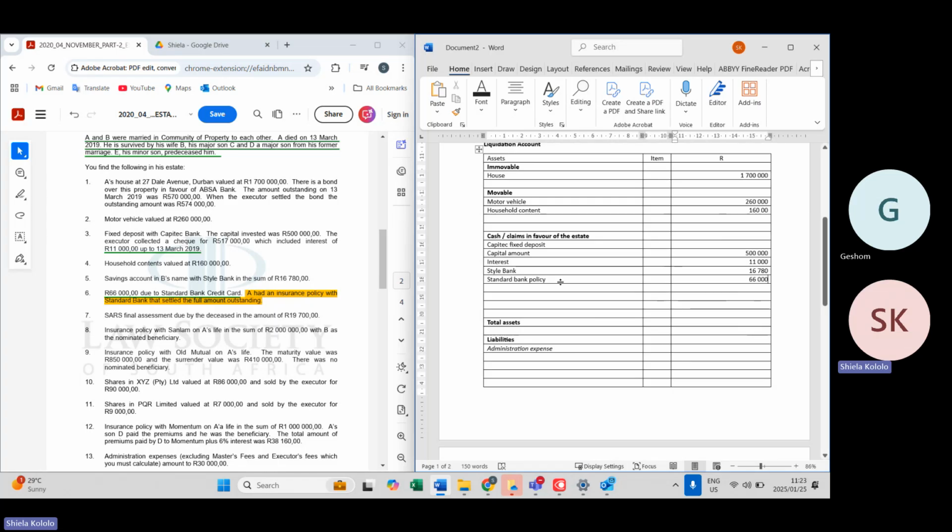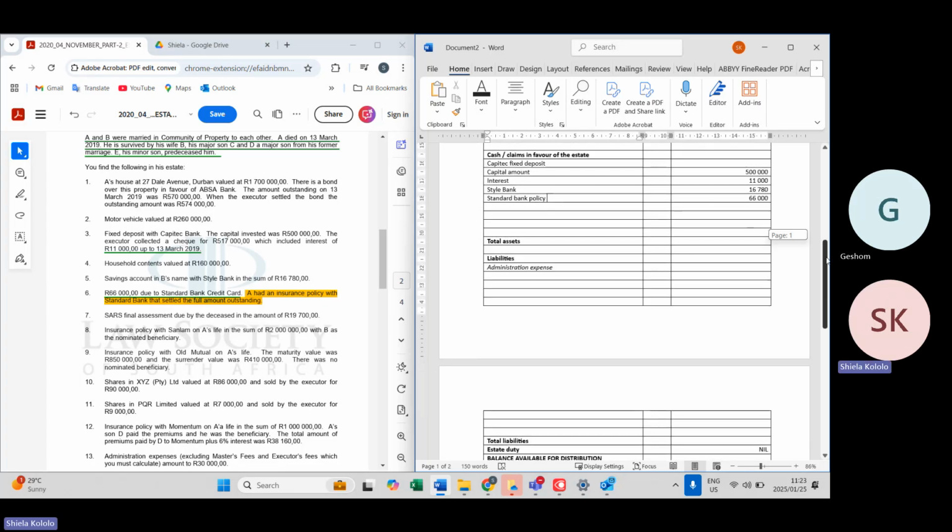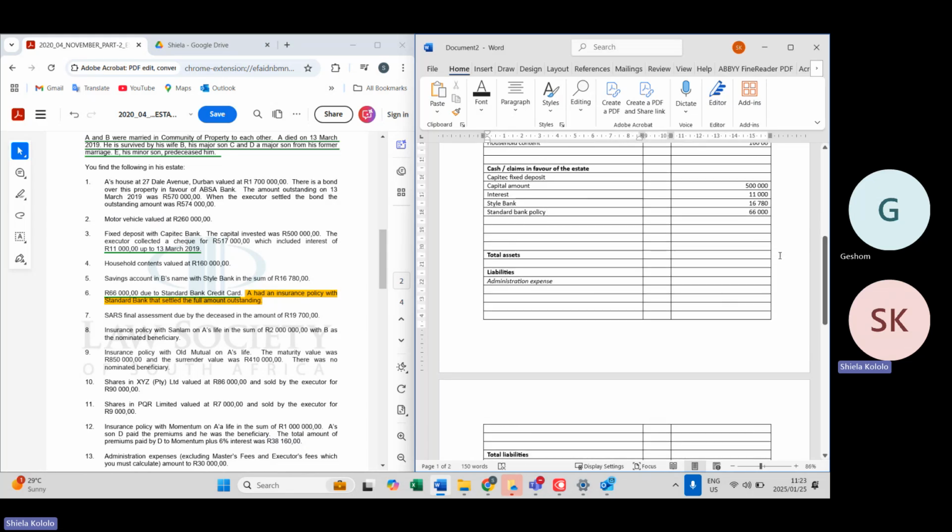So when this policy paid out, we received the money and immediately the money had to go to Standard Bank, the credit card. So you're going to have two situations. You're going to have the amount here because it's a claim in favor, you are getting money, but then you have to come back and fix it here as a claim against the estate. Why? Because it's an insurance policy, it's paying out. But we had an agreement to say that if I die and the policy pays out and the credit card is owing, please take the money from the policy and pay the credit card. You understand? Yes.